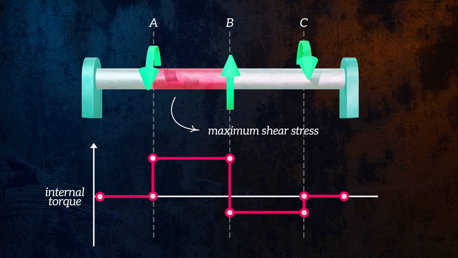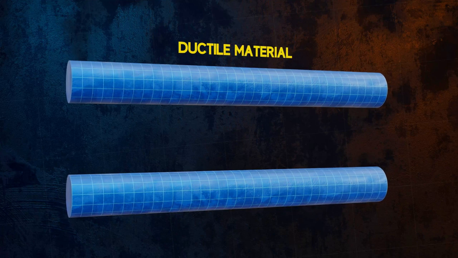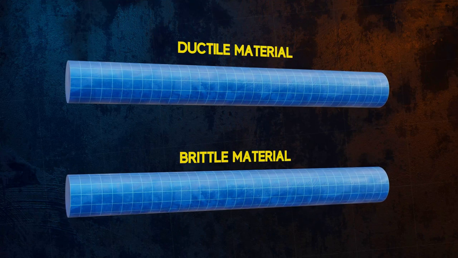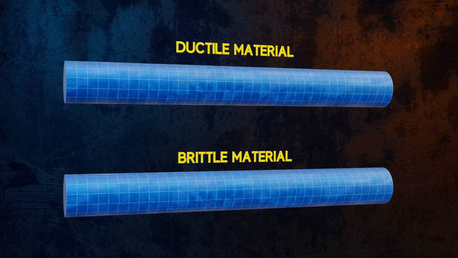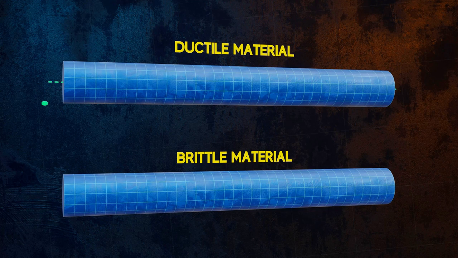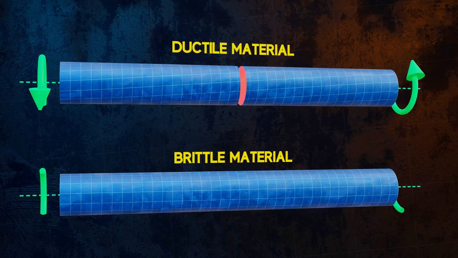I want to end the video by talking about failure due to pure torsion. If we have two bars, one made of a ductile material and one made of a brittle material, and we apply the same torque to both bars, we will observe that they fail differently. The ductile bar fails at an angle perpendicular to its axis, but the brittle bar fails at a 45-degree angle to its axis.